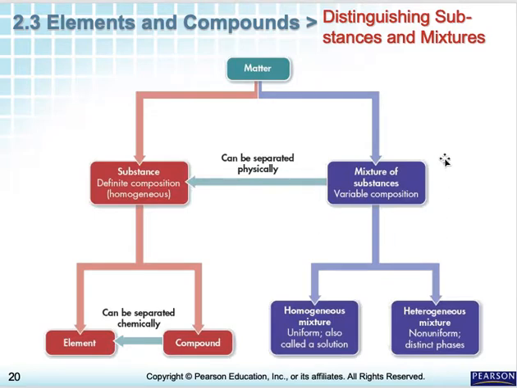If it is a mixture of substances, it can either be homogeneous, meaning it has a uniform or constant composition. This would be called a solution as well. Or it would be a heterogeneous mixture, which would be non-uniform throughout. It's something that has distinct phases or distinct variance in color. Something like granite is a good heterogeneous mixture.